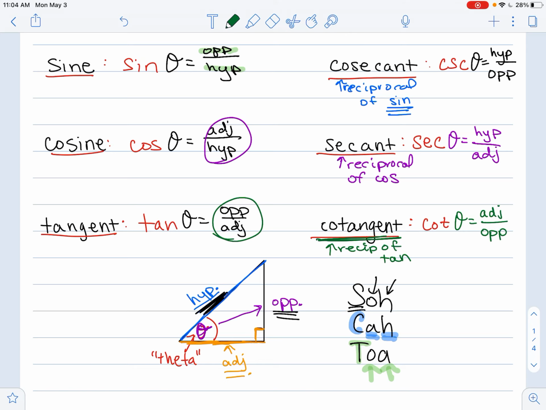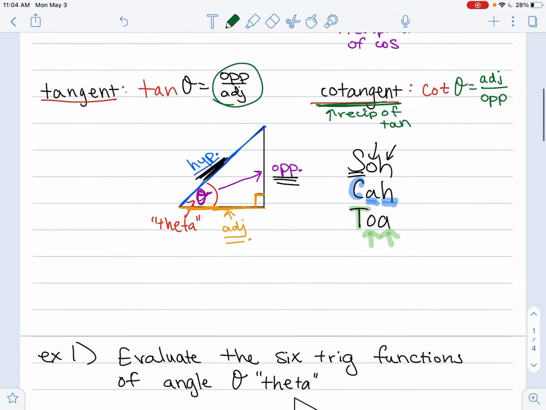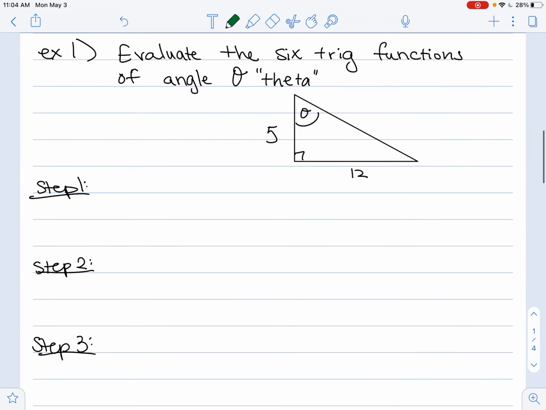Okay, so now we're going to use that information, keep it right in front of you. We're going to use that information to do our first example. So it says evaluate the 6 trig functions of angle theta for this triangle. So here's what we have. We've got one side, we've got a second side, and we do not have this long side, which we know is the hypotenuse. So first things, we need to know what that hypotenuse is because we're going to need all 3 sides.